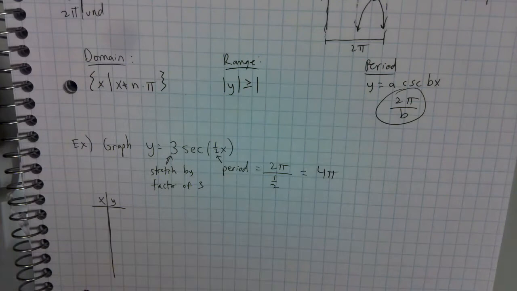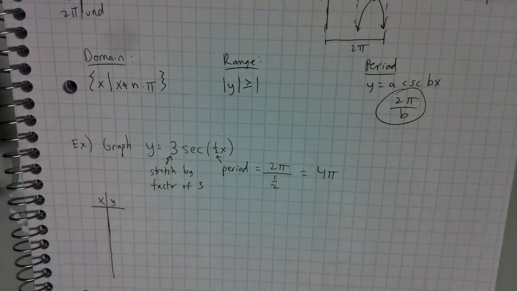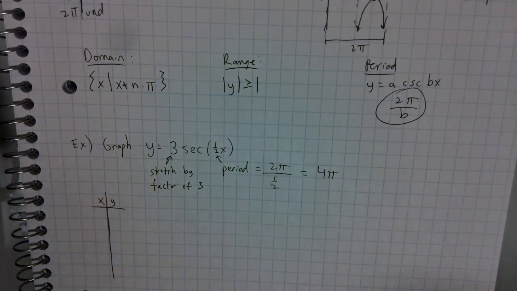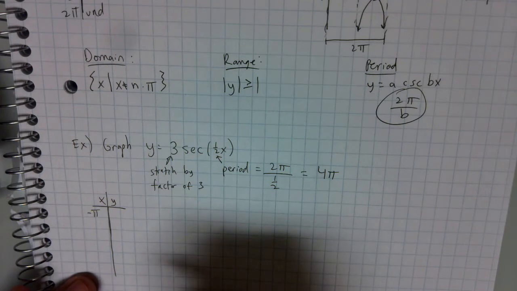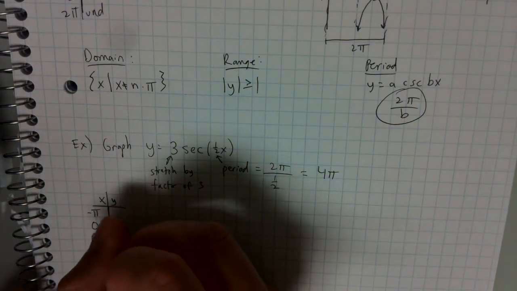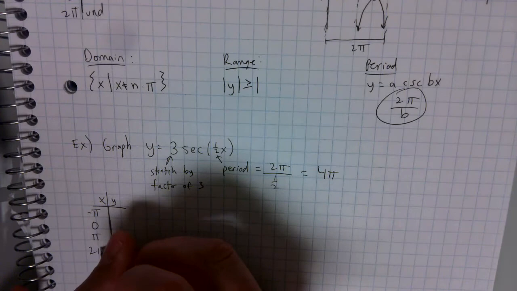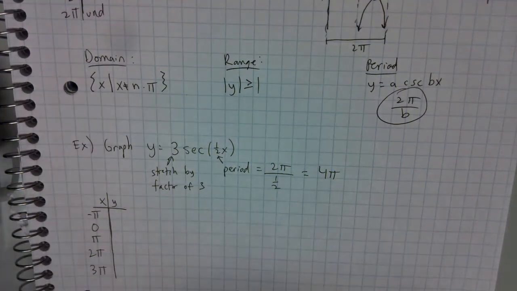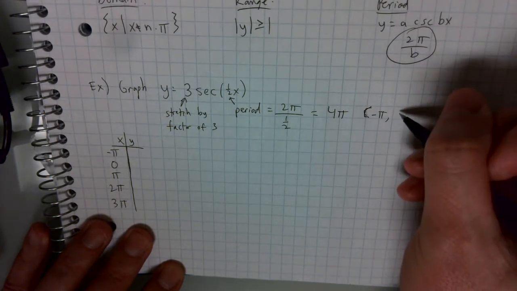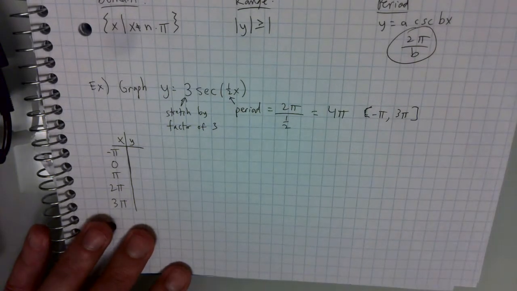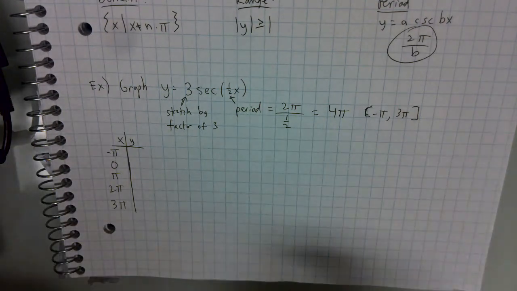All right, so if we're going from 0 to 4 pi, our period is 4 pi, but where we're actually going to start is at negative pi. So we'll still start at negative pi. I'm going to go to 0, pi, 2 pi, and 3 pi. So we've really stretched this out. So we're going to start at negative pi, and we're going to end at 3 pi actually this time. So we're doubling that period.